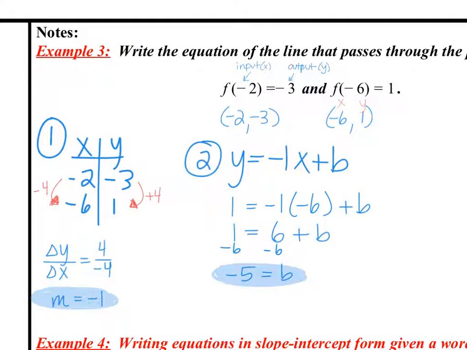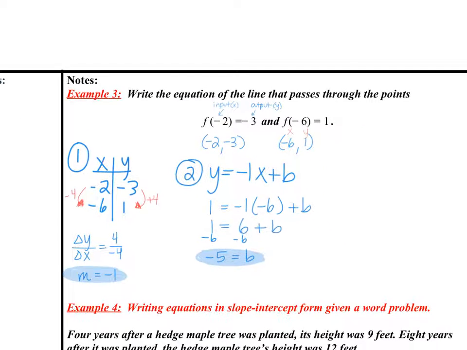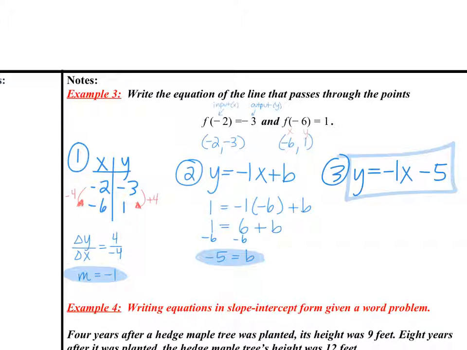You have m, you have b. Write the equation. Could someone tell me the equation? Grace, go for it. Perfect. And you could put plus -5. It doesn't matter. Same thing. Or you could do y equals -x minus 5. You don't have to have the 1 technically.